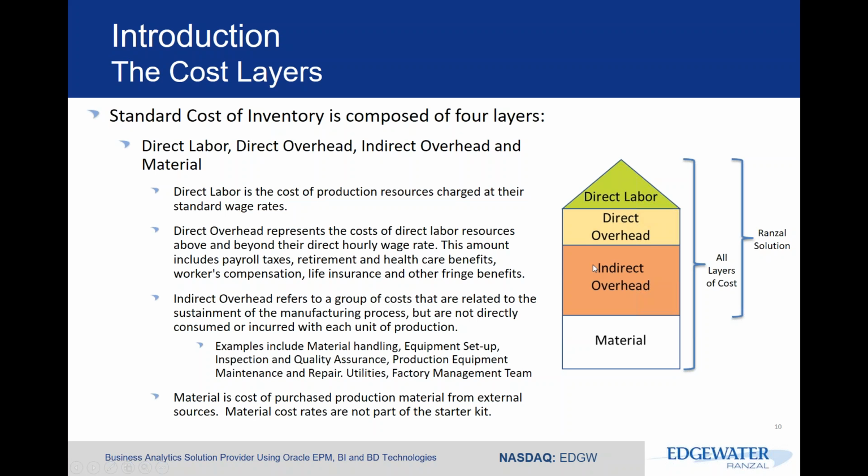Then there's indirect overheads. That's the cost of production-related activity, but it's not directly related to manufacturing. So things like material handling, equipment setup, inspection, quality assurance, equipment maintenance and repair, utilities, factory management team, potentially certain IT costs, certain finance costs, certain HR costs, all comprise this overhead component. And then finally there's material. And material is what it sounds like, the cost of the purchased material that goes into inventory. In our solution today, we're going to be focusing on these three areas. And these colors we'll see carrying forward as we look at how this process works.